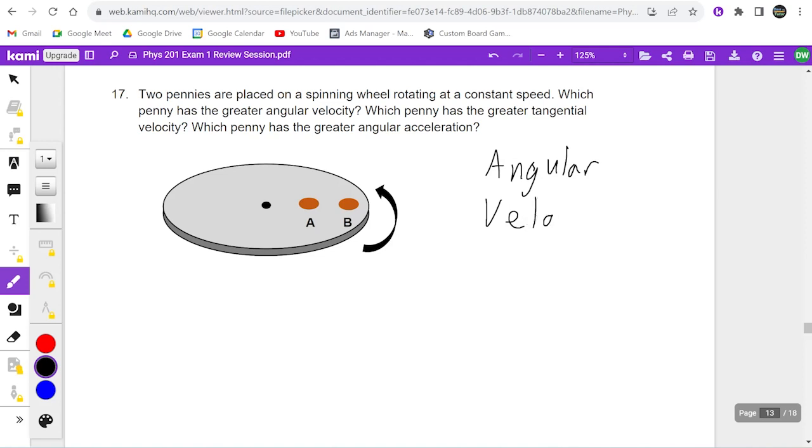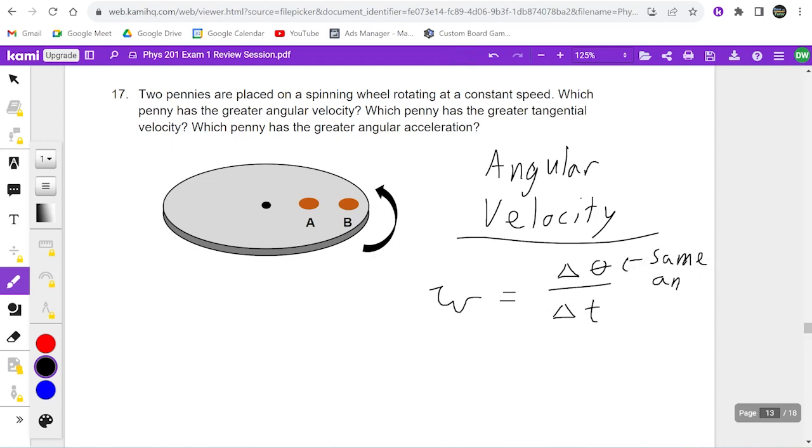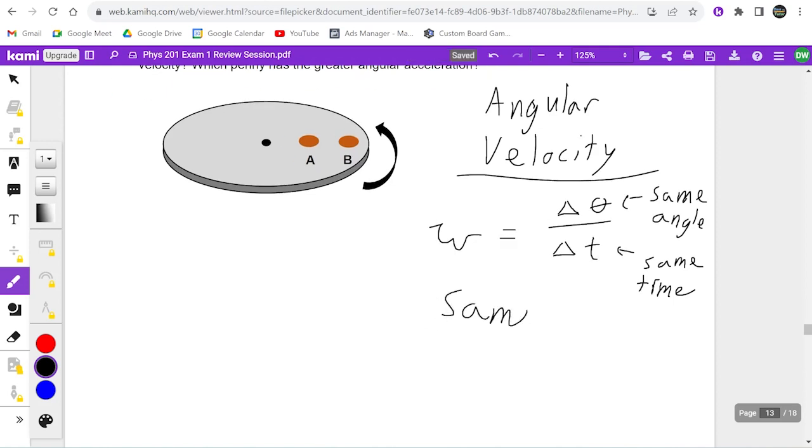And what most people answer the first time they see this question is they'll say, oh, well, B is faster because it's on the rim and the radius is bigger. But you're thinking about it wrong, because for angular velocity omega, I want you to think of omega as delta theta, change in angle, over delta t, change in time. Now here's the thing, when they go around this circle, it's the same angle. Definitely the same angle, because you can't go around one penny without moving the other penny. They've got to be moving together around the circle. And it's the same time. And because it's the same angle and the same time, that means the angular velocities are the same.